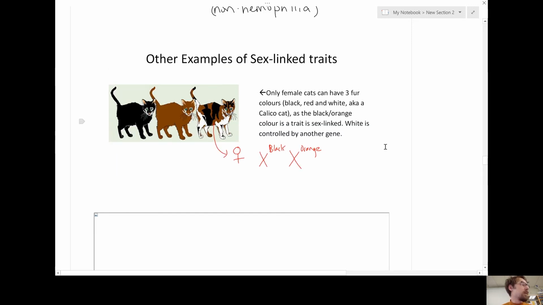All right, so again, we've got a few more Punnett squares to work through on sex-linked traits. If you have questions on these ones, let me know and you can work through it in the meeting.